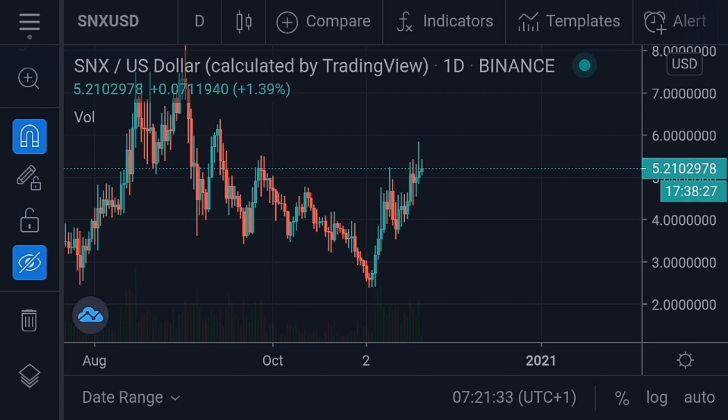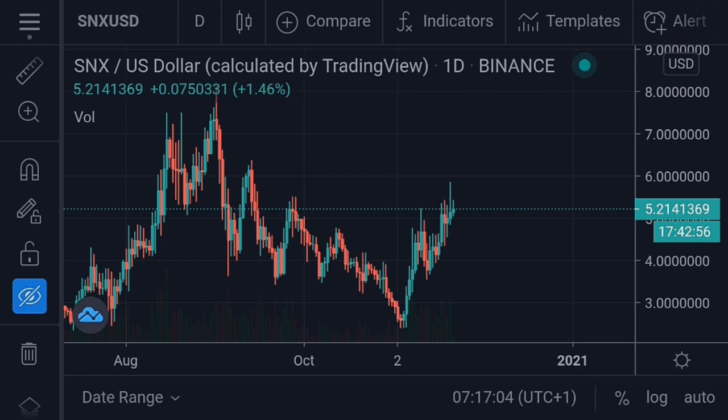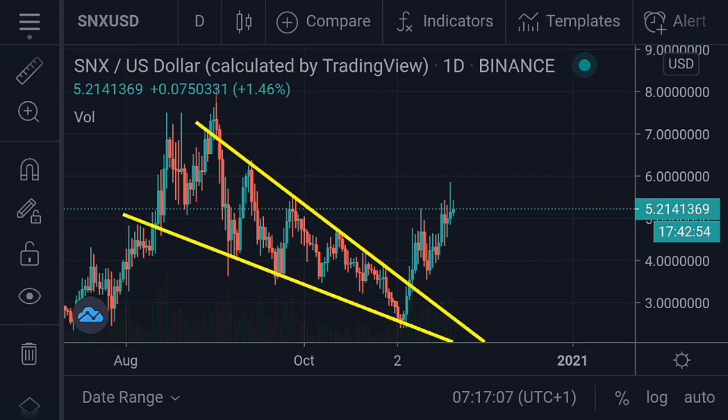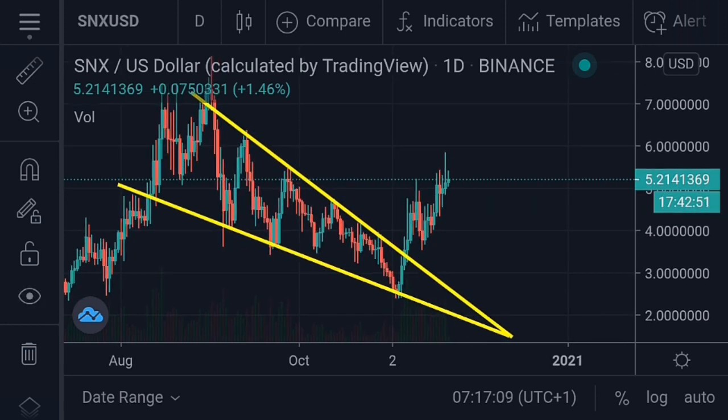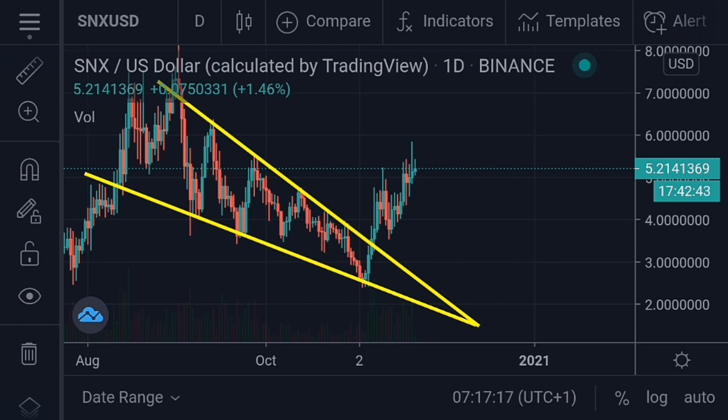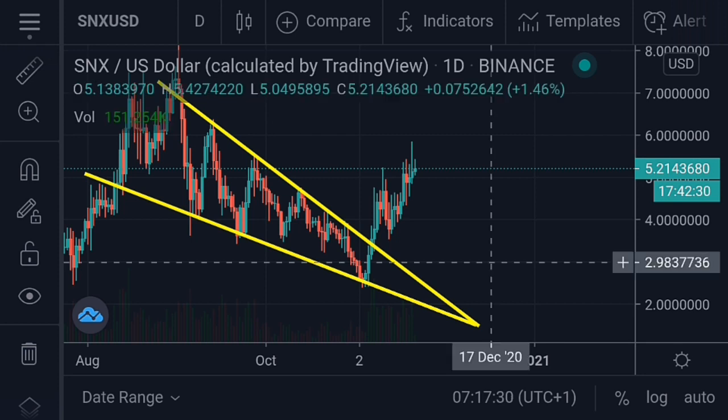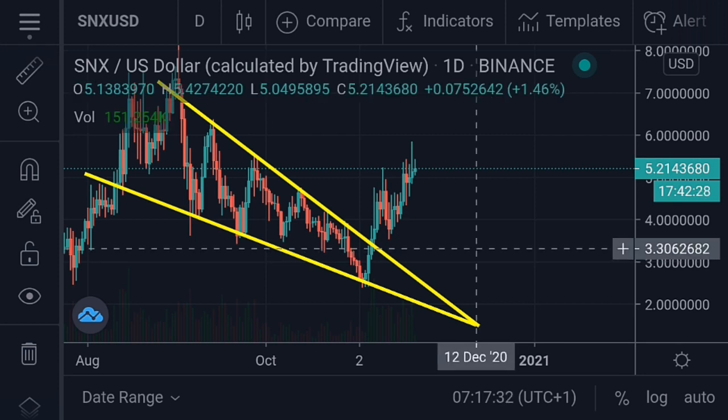Now let's continue. This was the pattern I saw forming in the chart. Now this is called a falling wedge. Price tends to break upward towards the end of this pattern. Now what I did was I waited for the breakout. When the price broke out from this falling pattern, that was when I entered my trade.